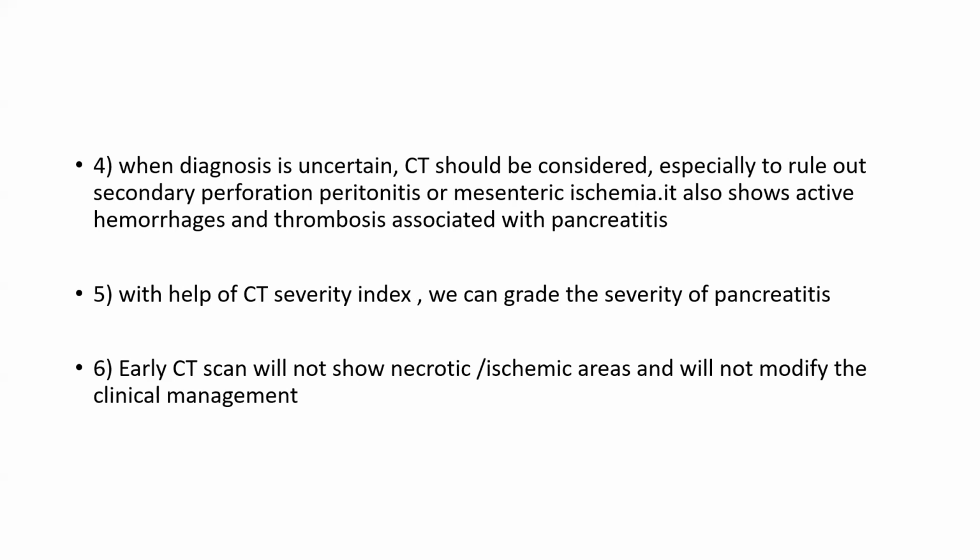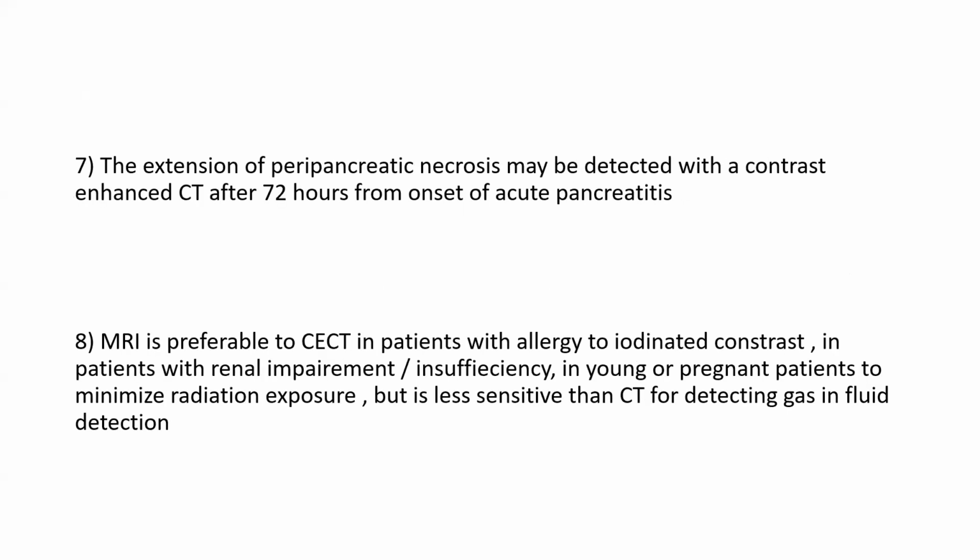When diagnosis is uncertain, CT should be considered, especially to rule out secondary perforation, peritonitis, or ischemic mesentery. It also shows active hemorrhage and the thrombosis associated with the pancreatitis. With the help of the CT severity index, we can grade the severity of pancreatitis. Early CT scan will not show necrosis or ischemic areas and will not modify the clinical management. The extension of peripancreatic necrosis may be detected with contrast-enhanced CT after 72 hours from onset of acute pancreatitis.